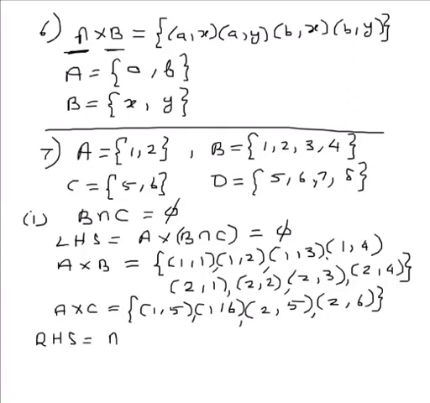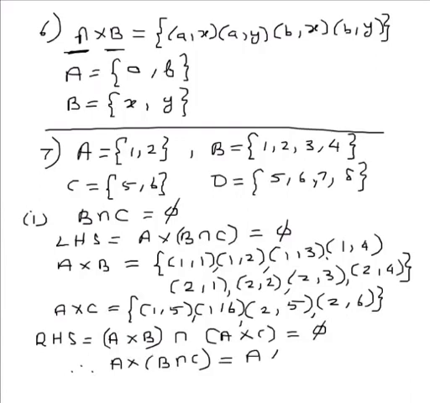Now let us find the right hand side. The right hand side is (A cross B) intersection (A cross C). We don't have any common element, so it is a null set. So LHS is equal to RHS. Therefore, A cross (B intersection C) is equal to (A cross B) intersection (A cross C). So the first result is true. Now let us do the second subdivision.